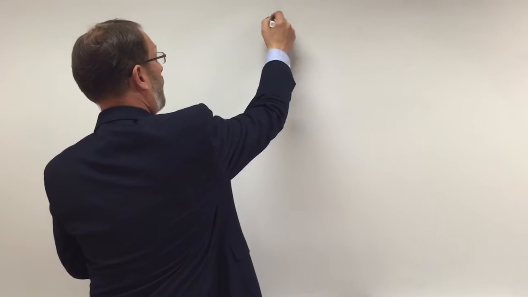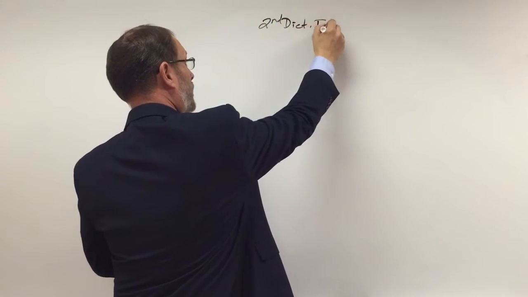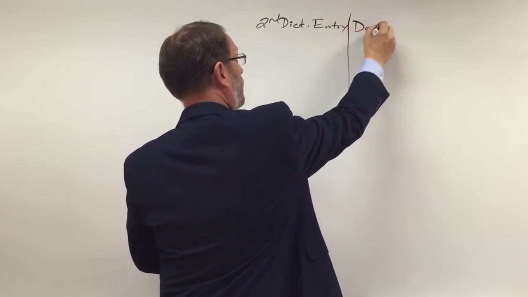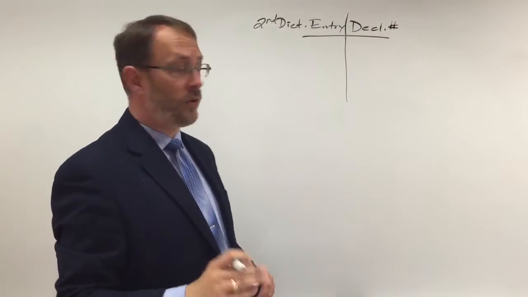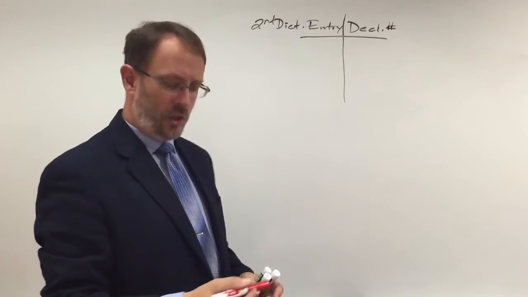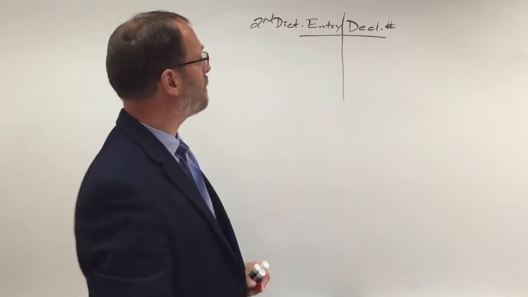There's a very simple little chart, and we're going to put it up here for you. In the left-hand column, you want the second dictionary entry, and in the right-hand column, the declension number. Now, we're going to add to this chart over time, but right now it's very, very easy. You look at the second dictionary entry, which you notice we've done that with verbs too. We spent a lot of time looking at second dictionary entries.